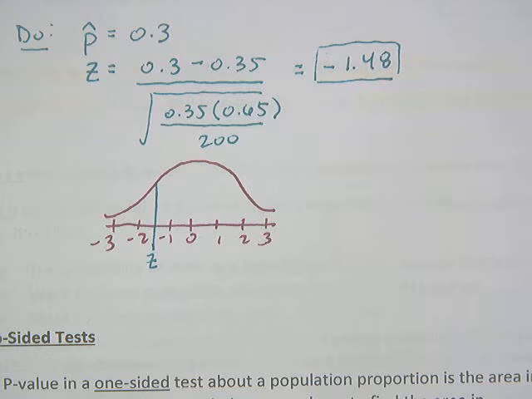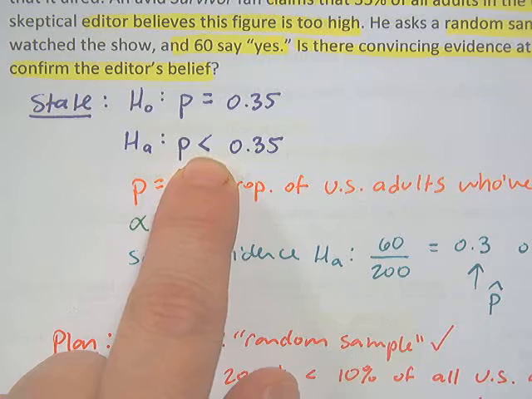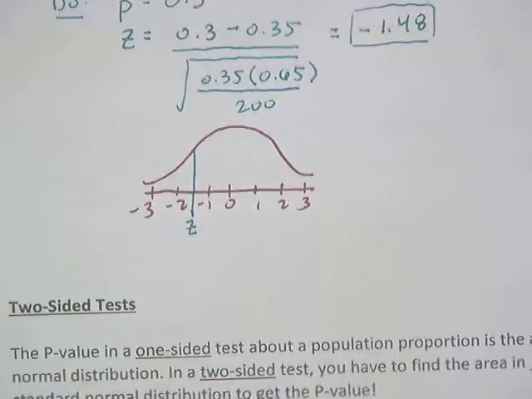Your z value is negative 1.48. Show me that you understand what the z value is by drawing the picture. The picture will also tell me that you understand which way to shade. Which way are you going to shade on this problem? To the left, because your symbol is less than in your alternative hypothesis.